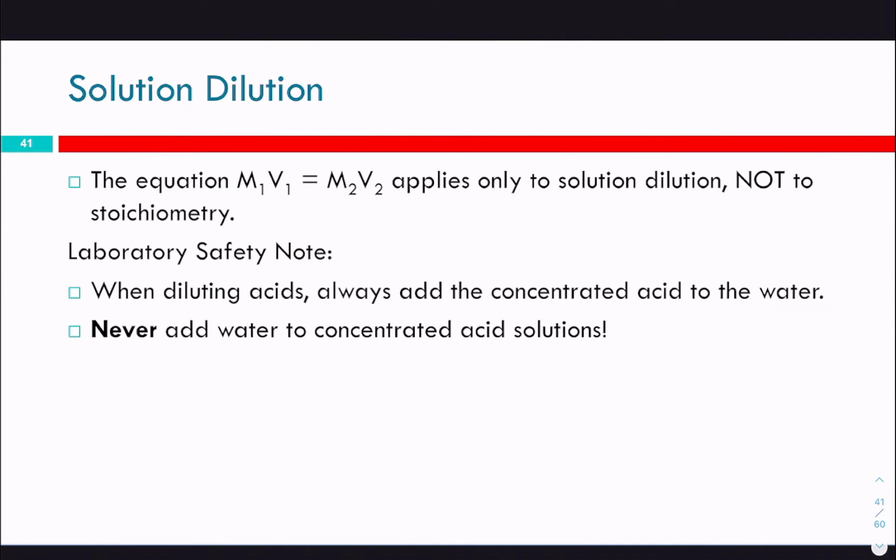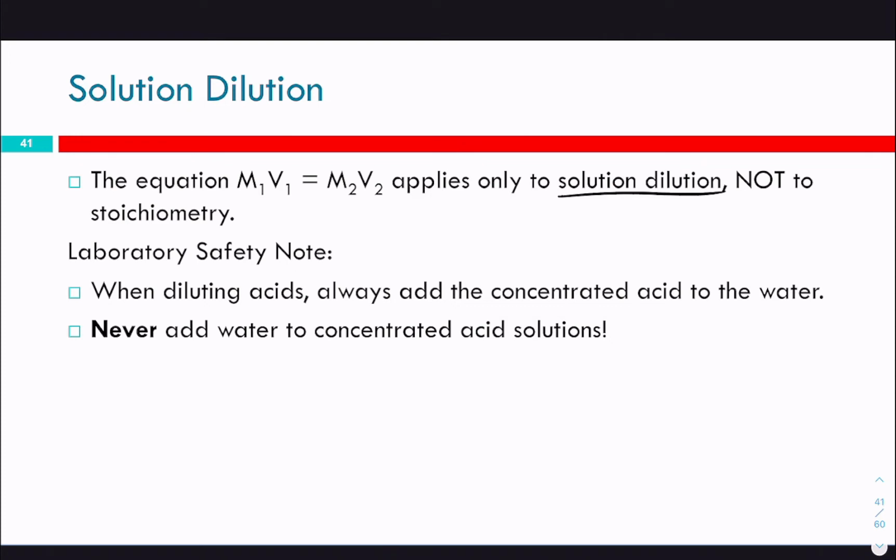So again, this only applies to dilution. Only applies to solution dilution, does not apply to stoichiometry. And when diluting acids, you always want to add the concentrated acid to the water. You never want to do the opposite, because when you dilute acids, they generate a lot of heat.